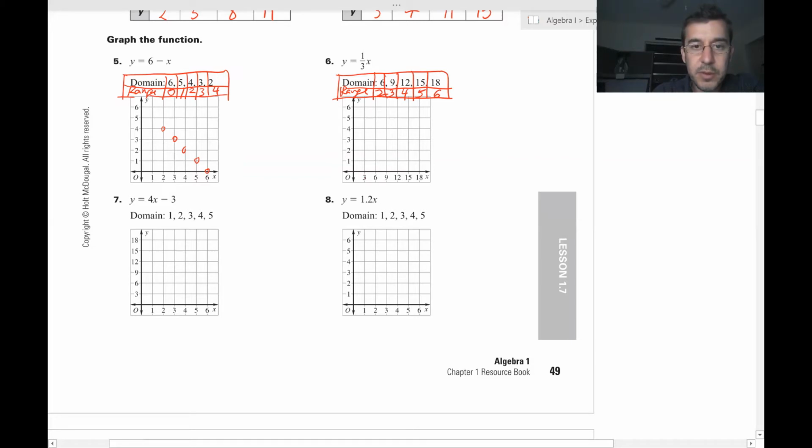So the first one, 6, 2. 6, 2 would be right there. 9 and 3 would be right there. 12 and 4 would be right there. 15 and 5 would be right there. And then 18, 6 would be right there.